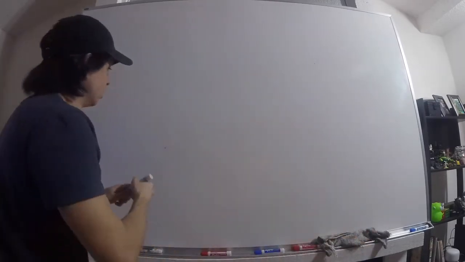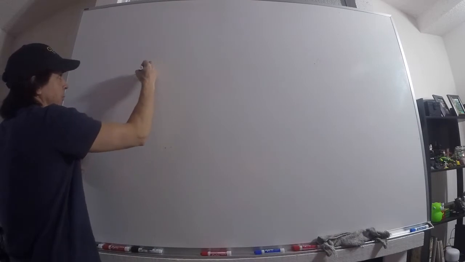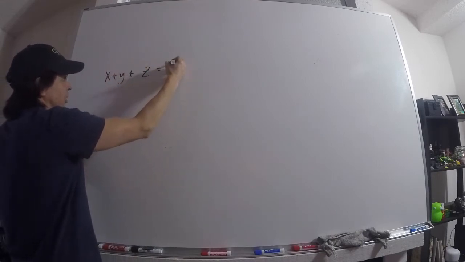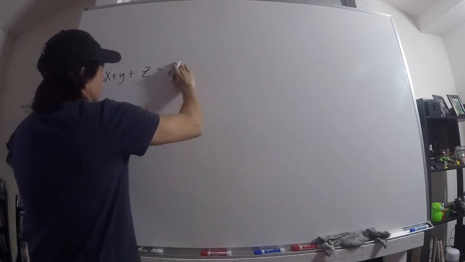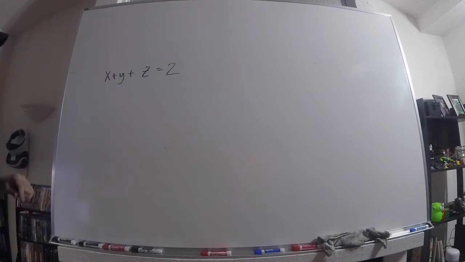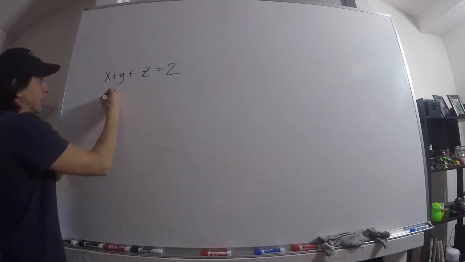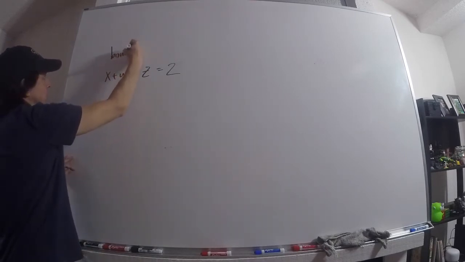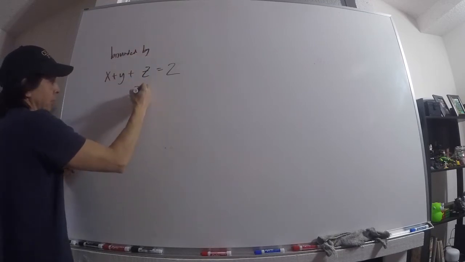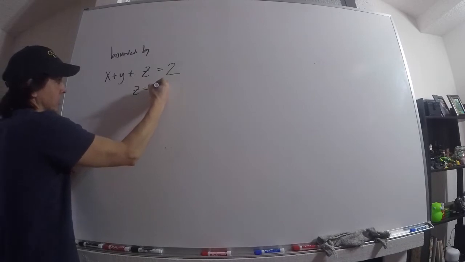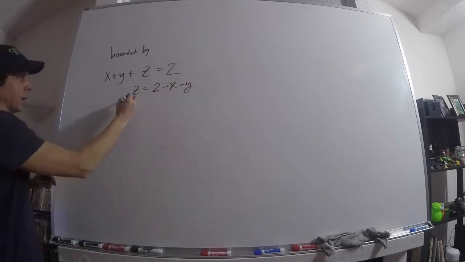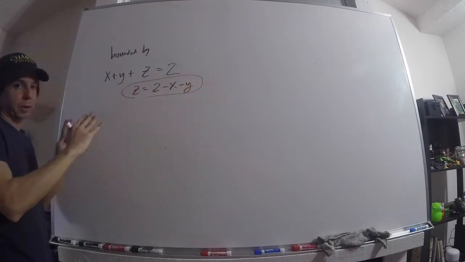Let's see. I just made up some random thing. What did I say? x plus y plus z is equal to, what did I say, 2? I don't know. If it's not the same problem, I'm making up a new problem. Bounded by that plane, which I probably want to think of as z is equal to 2 minus x minus y.